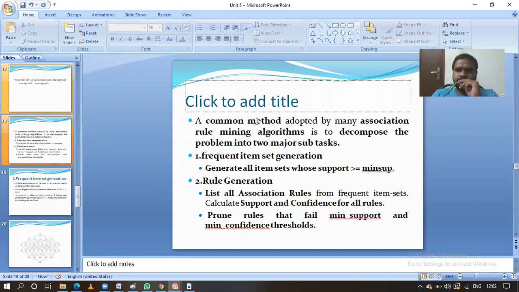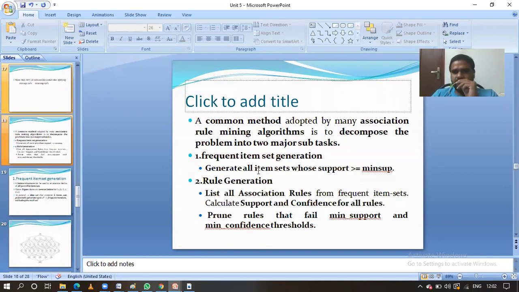There is a common method adopted in many association algorithms: decompose the problem into two major subproblems, guys. The first one is frequent itemset generation. The second one is rule generation. First, we find the items that are generated frequently, and next, from that we form the associations. That is the second thing.